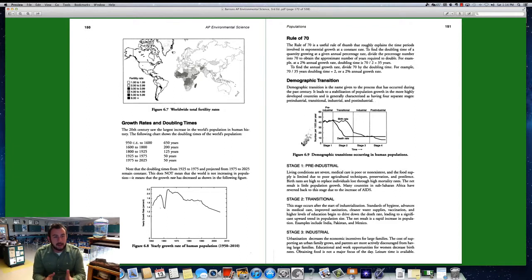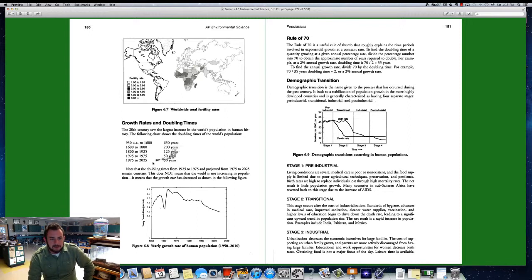Taking a look at growth rates and doubling times, the 20th century saw the largest increase in world population in human history. The following charts show those doubling times of world population. You can see how long it's taken to double. Back in the day, it took 650 years to double our population. As of where we are right now, it's only going to take us 50 years. The last two doublings of our population only took 50 years. So that's kind of a scary thought.